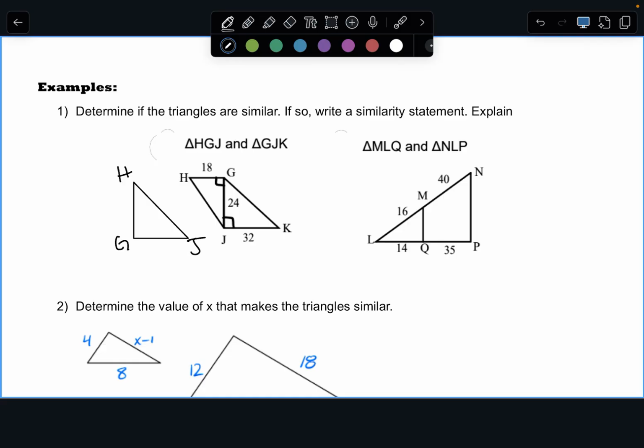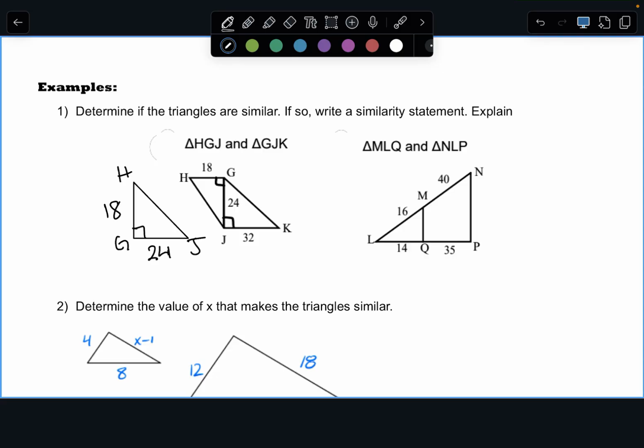H, G, J. I put H and G with J and G because those were both the smallest side. Remember, small goes with small. Okay. I can also label this 18 and 24. I had to put it this way because 18 had to go with 24 because small goes with small. I just reorganized it so it's a little bit nicer.